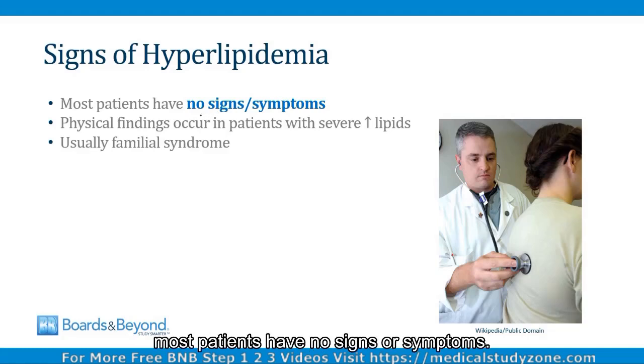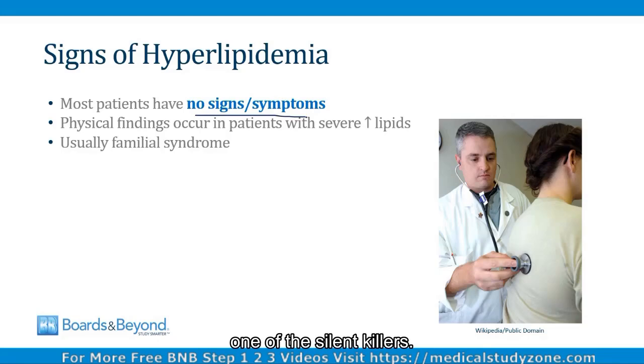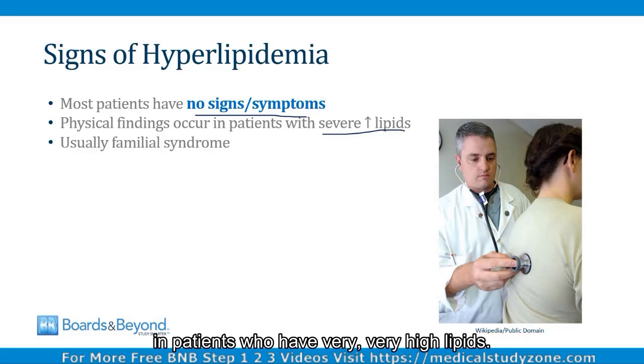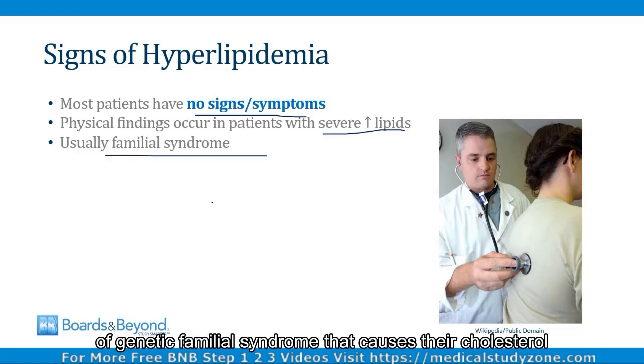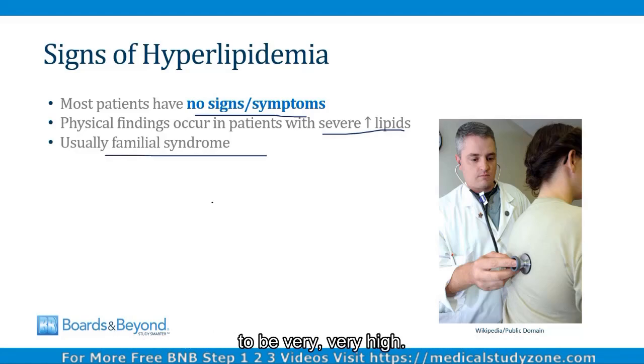Now we'll talk about signs of hyperlipidemia, and the first thing you should know is that on physical exam, most patients have no signs or symptoms. Hyperlipidemia is generally considered one of the silent killers, and the only way you can identify it is by screening patients with blood tests. There are some physical findings that occur in patients who have very, very high lipids, and these patients usually have some type of genetic familial syndrome that causes their cholesterol to be very, very high.